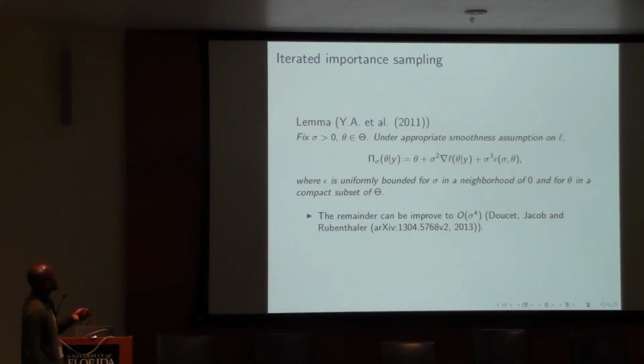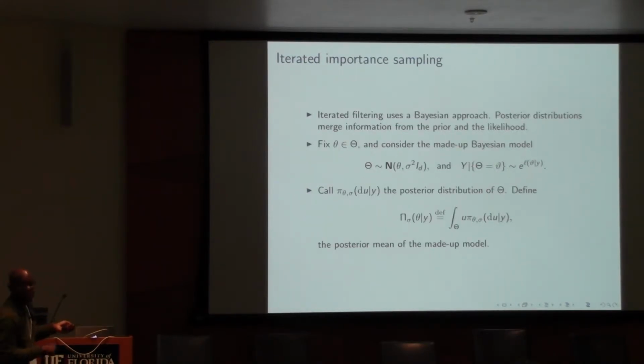And you can show precisely that, in fact, once you subtract the prior mean from this posterior mean, the next term that comes out is the gradient at theta, scaled with the variance of the prior that you use. This is the posterior mean that you just made up.